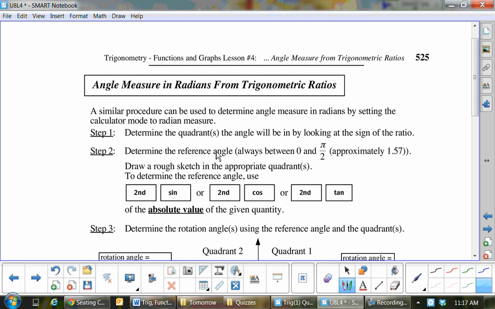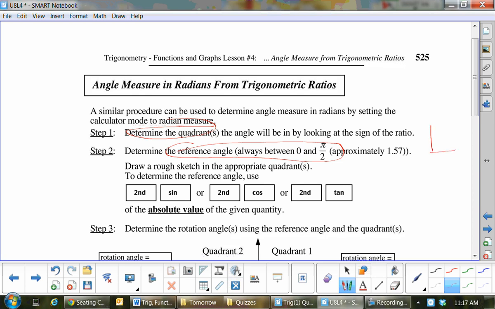Now, here is the angle measure in radians now. So we're going to be in radian mode. Determine the quadrant's angle, or what quadrants we're going to be in. So first, determine the quadrants. Second one, reference angle. And it's always between 0 and pi over 2. 0 and pi over 2. Okay, then that's quadrant 1.